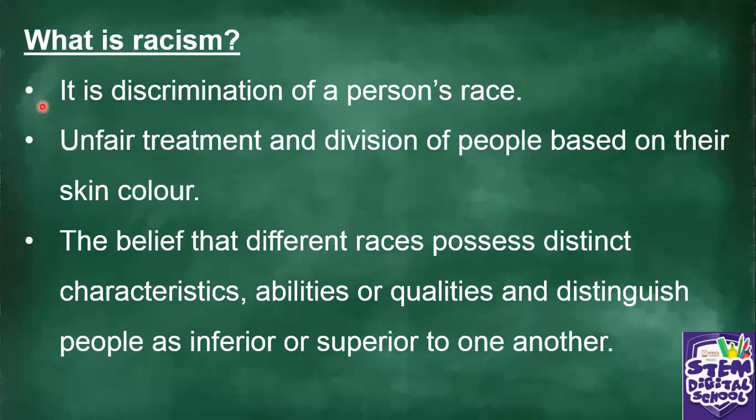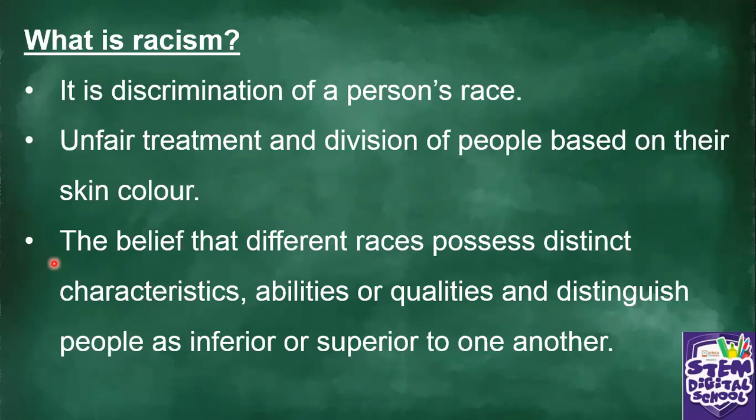It is discrimination against a person's race, unfair treatment and division of people based on their skin color, the race. That's why it's racism. It is the belief that different races possess distinct characteristics, abilities, or qualities, and distinguish people as inferior or superior to one another.